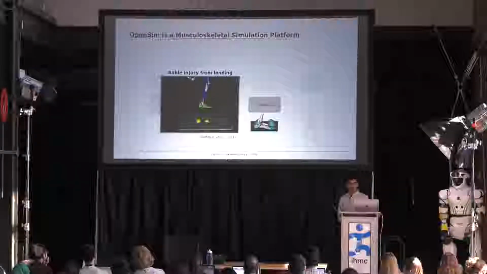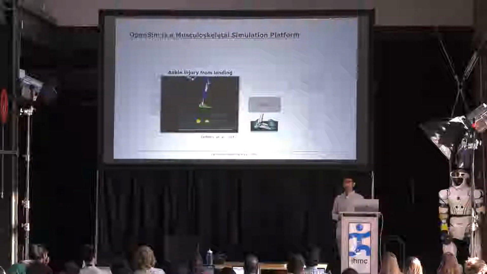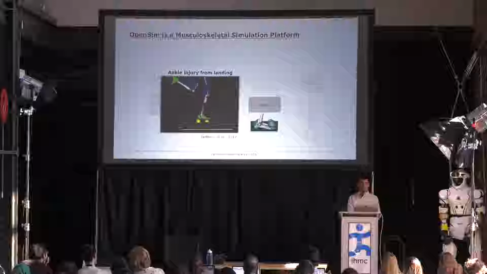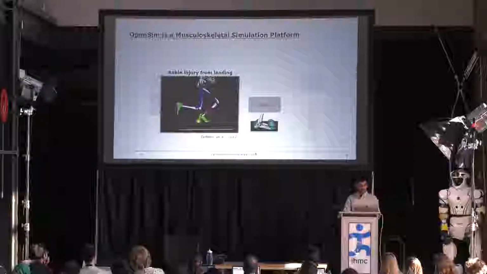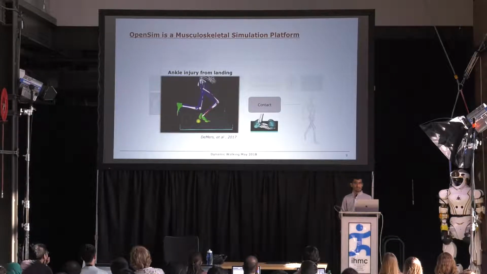OpenSim can also model contact between the foot and the ground or within a joint, say like in your knee joint, using compliant contact geometry. So this video shows a study on different strategies to avoid an ankle injury during a drop landing, looking at if our muscle reflexes are fast enough to prevent ankle inversion injuries.